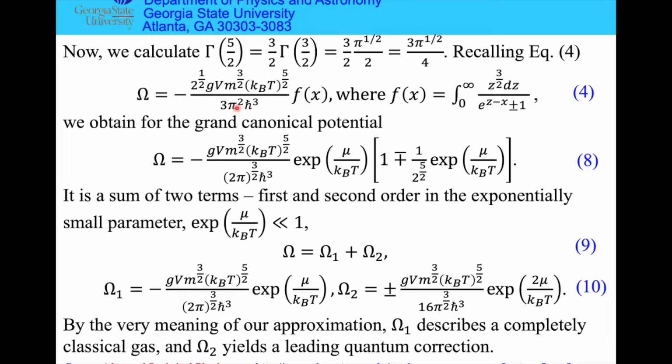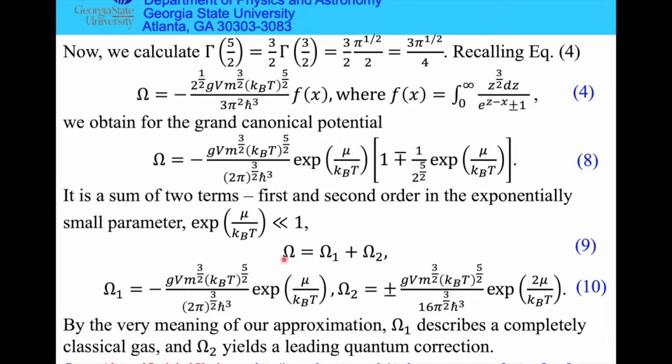Pi was power of 2 and square root power of 1/2. It is also power of 3/2 in denominator. So denominator contains 2 pi to the power of 3/2. This without change. 1 corresponds to classical value, classical limit, and this is the first quantum correction. So this is a sum of two terms and the second term is exponentially small in the parameter exponential mu divided by kBT. Now we know that chemical potential mu divided by kBT is much less than -1, means that this quantity is exponentially small.